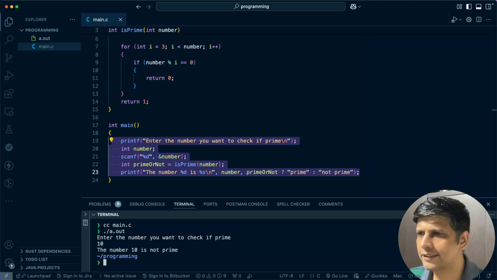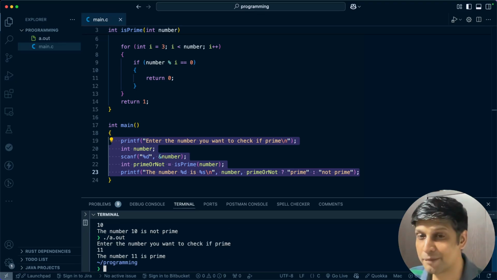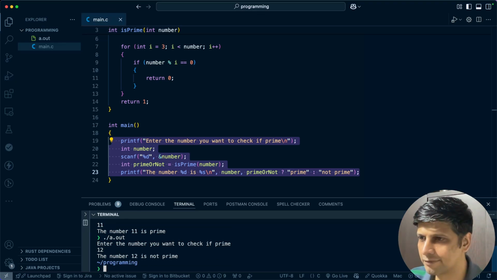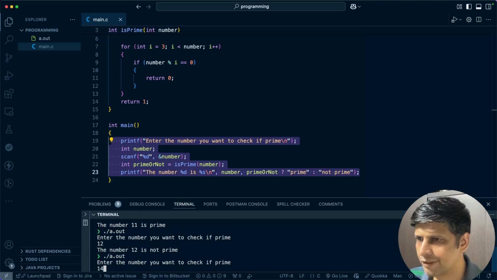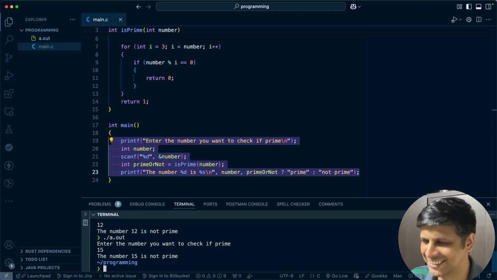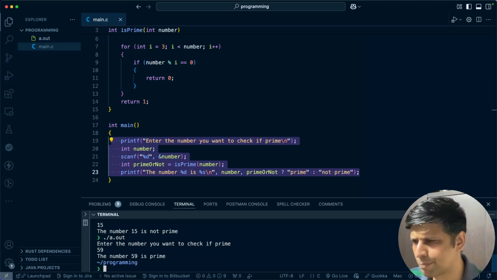Let's go ahead and enter some. Okay, 10 is not a prime. Let's try again. Let's enter 11. 11 is a prime number. We all know that. So 12 is not a prime. What about 15? 15 is not a prime number. Seems like this program is working, right? Good. So let's try something like 59. 59 is a prime. Okay.